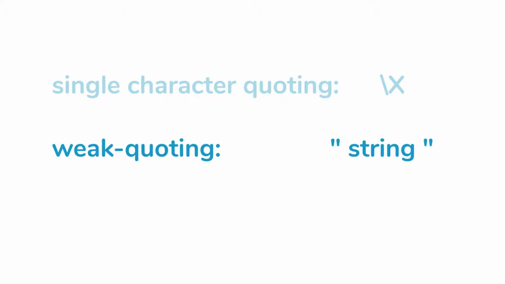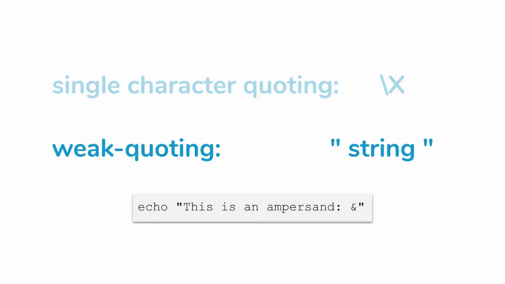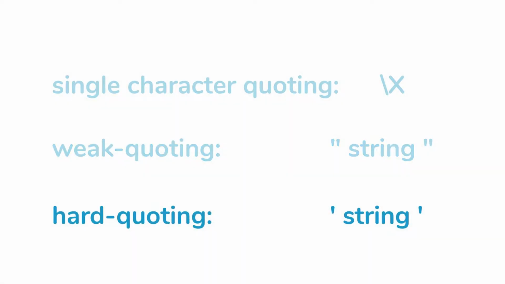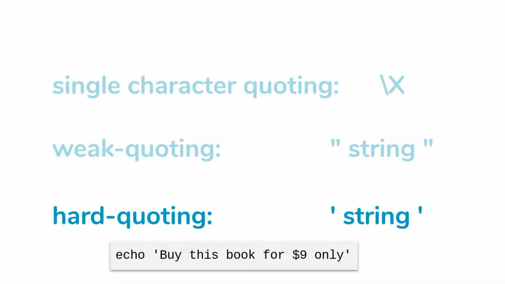The second way, the so-called weak quoting. Weak quoting means you surround a string containing one or more special characters with double quotes. Echo, double quote, this is an ampersand sign, double quote. And then the third way, the so-called hard quoting. That means you surround a string containing one or more special characters with single quotes. Echo, 'buy this book for $9', only within single quotes.